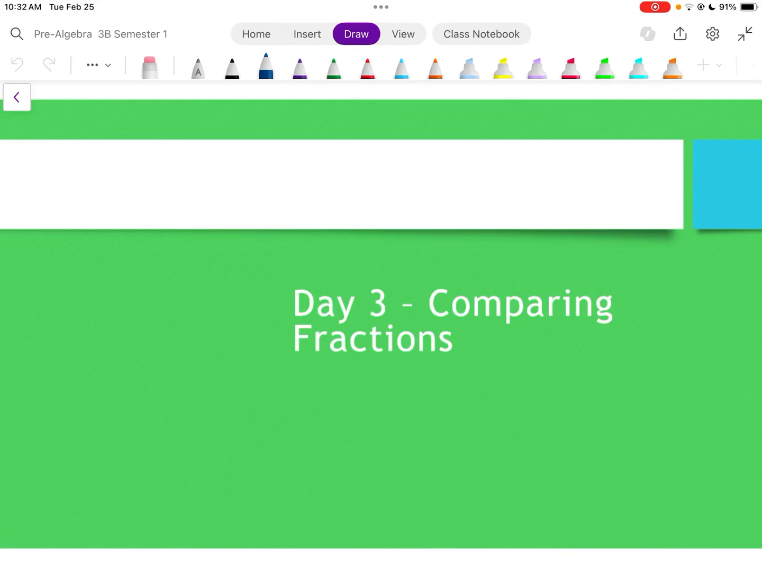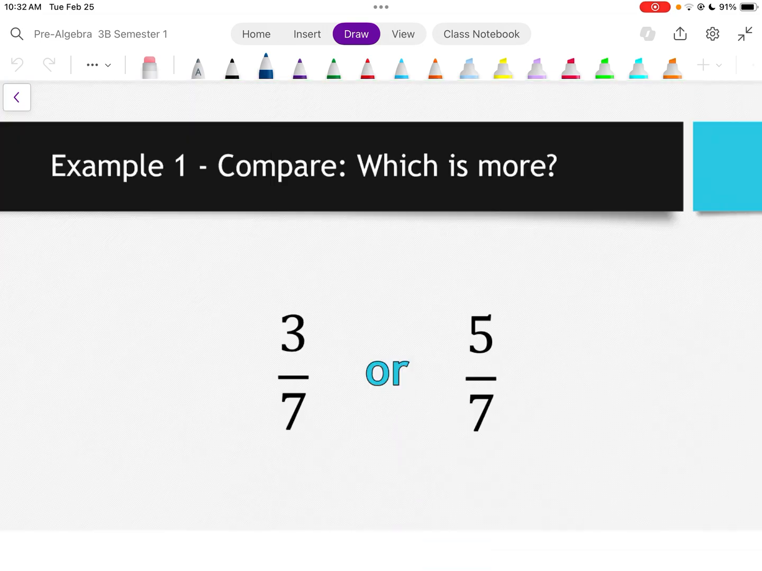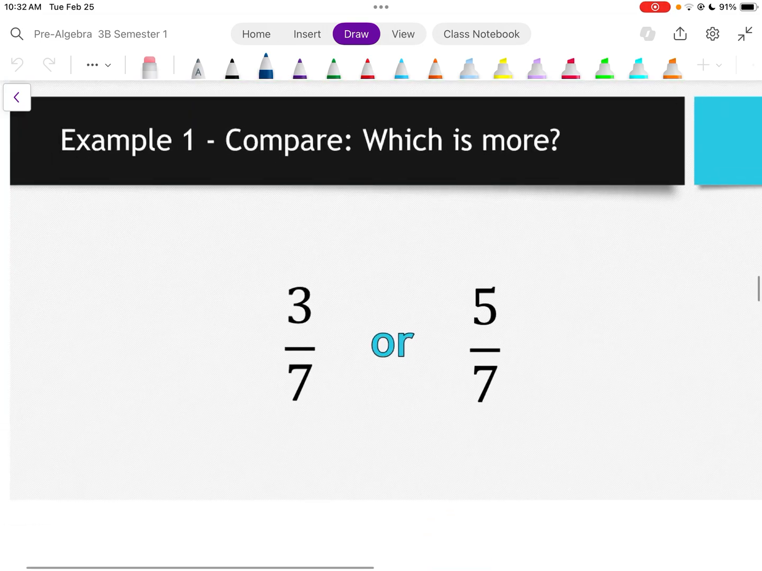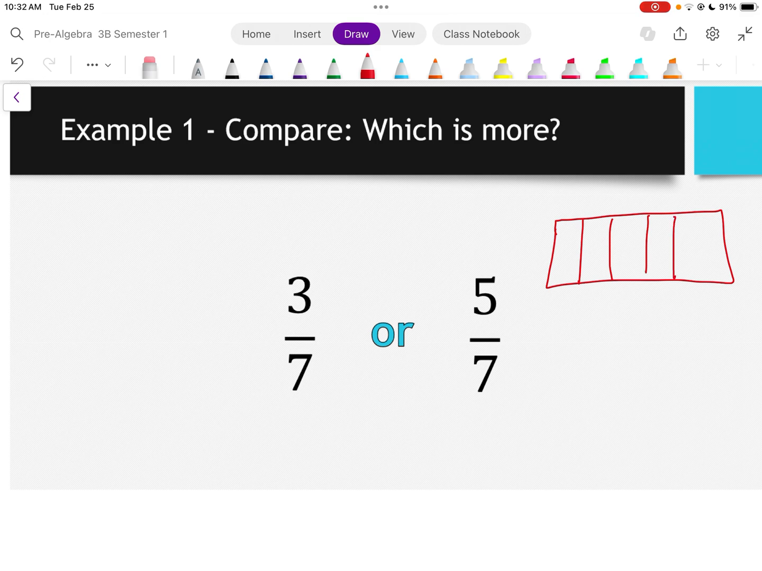Hello, for the next part, 2.3, we are going to talk about comparing fractions with each other. Which is more, 3 out of 7 or 5 out of 7? In this, we are going to compare a whole that's split up into 7 parts. So that'll be 1, 2, 3, 4, 5, 6, I'll add another part there, 7.